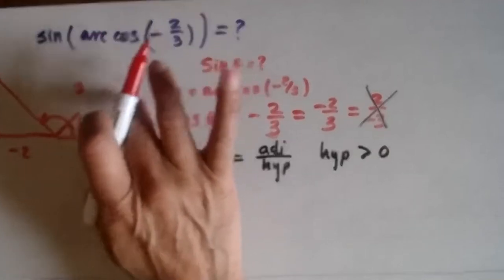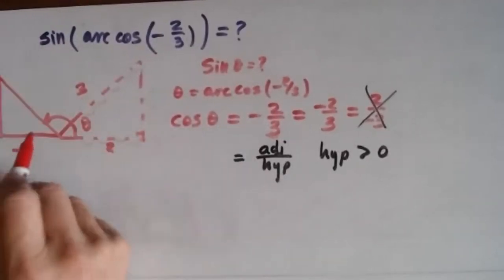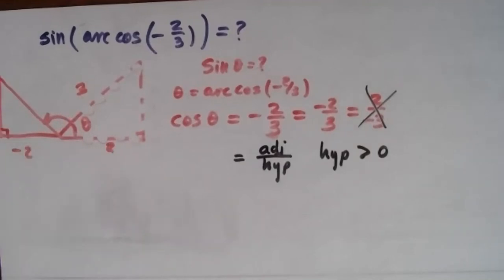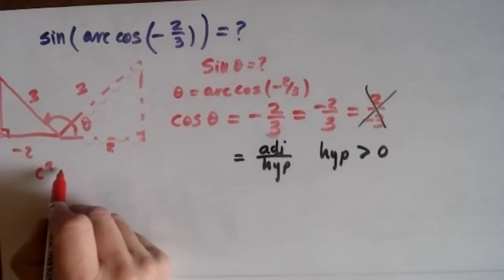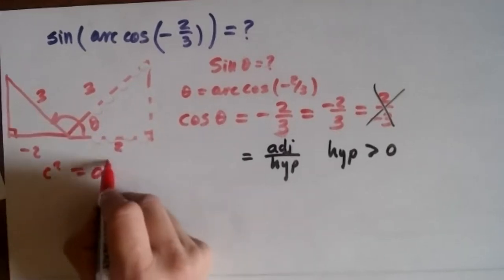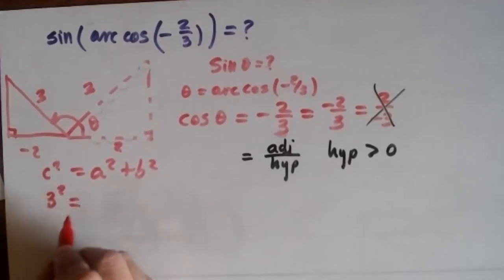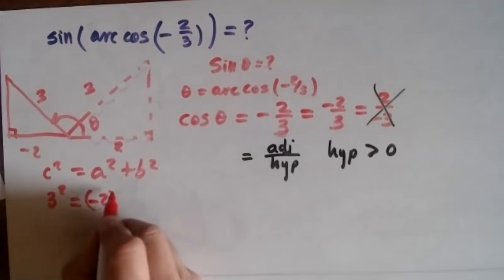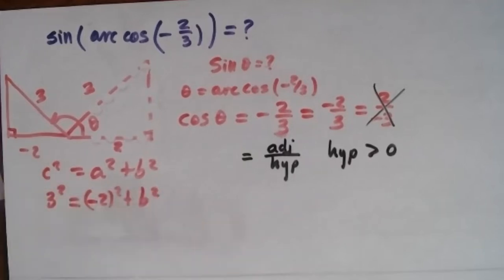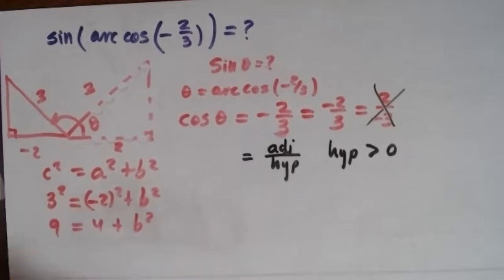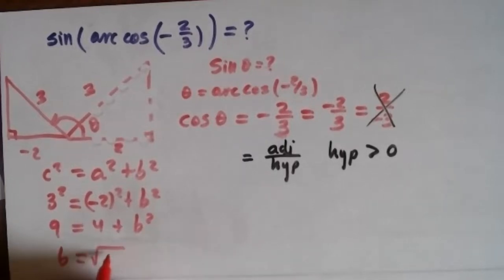This triangle is not really the one I'm going to solve, but this one. This is the angle theta, correct? This is the right triangle, and the only thing I have to find is the missing side. This is 3 also. So c squared equals a squared plus b squared. I have 3 squared equals negative 2 squared plus b squared. Solving this, 9 equals 4 plus b squared, so b is the square root of 5.